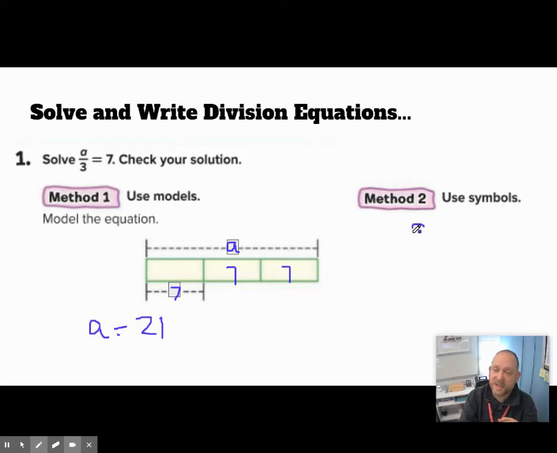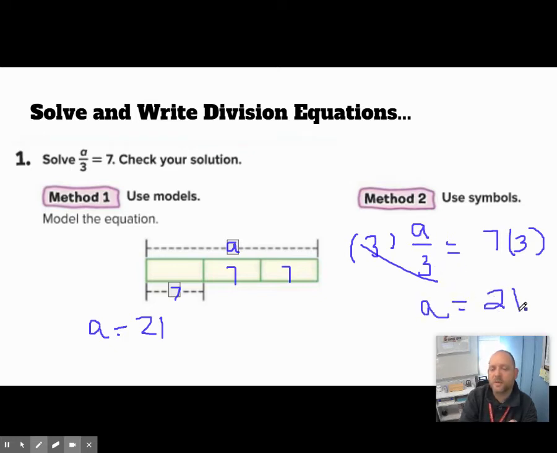So I can take this A, and I know that if I take A and I divide it into 3 equal groups, each group should be 7. Now all I have to do is my inverse operation. So instead of dividing by 3, just take both sides and I multiply by 3. These two cancel out, so A equals 7 times 3, or A equals 21.